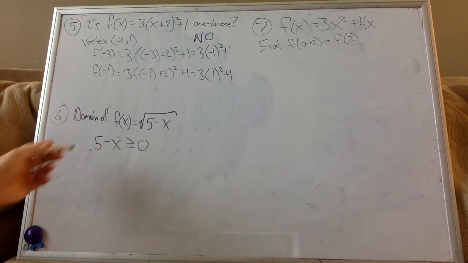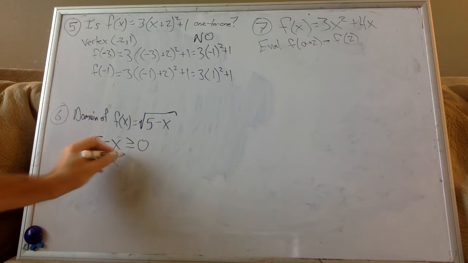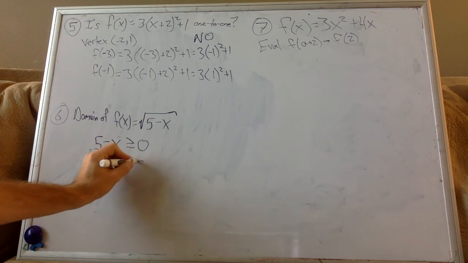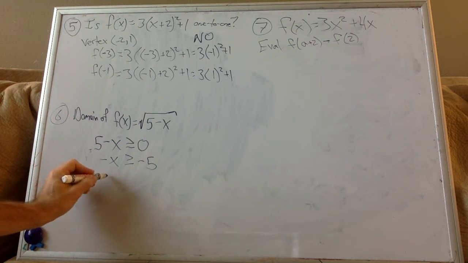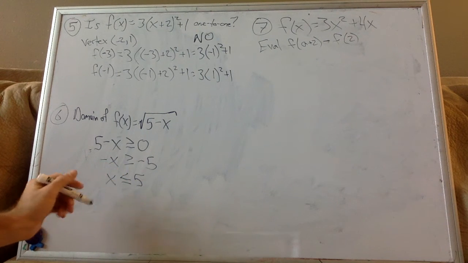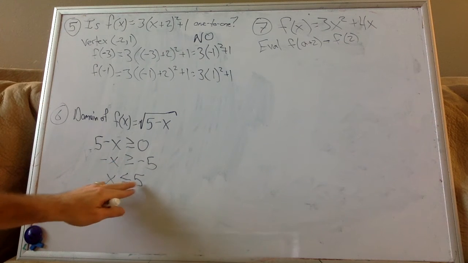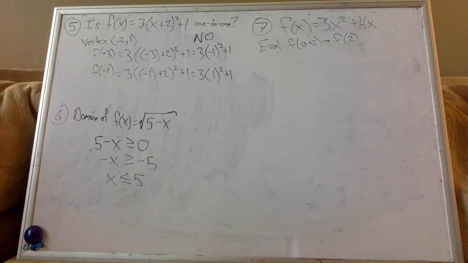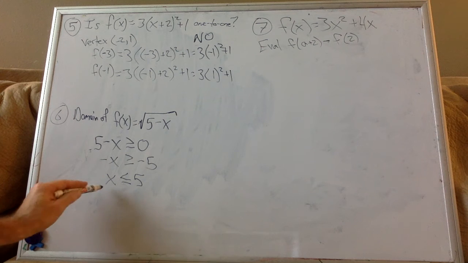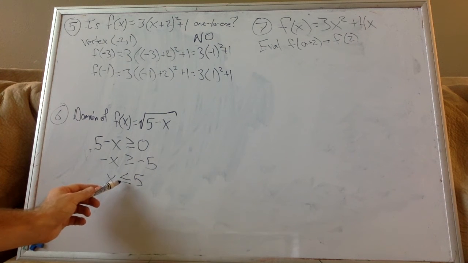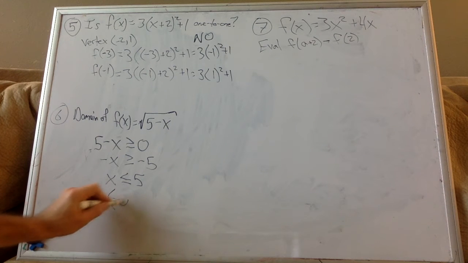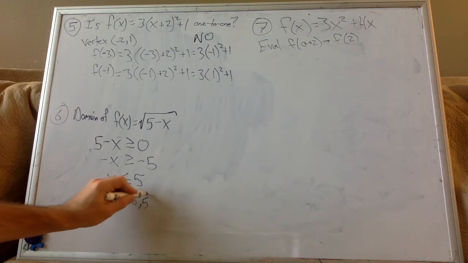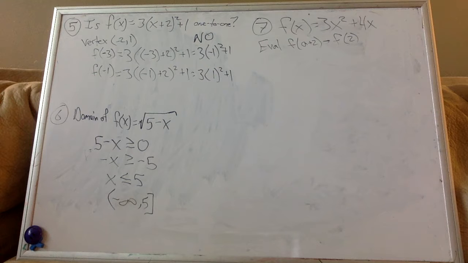And then I can just go through the process of solving this. I subtract 5 on both sides, and now when I divide by a negative 1, I'm flipping things over, so I have to flip my inequality. And so now I see that my domain is the x's that are less than or equal to 5. Another way I can write that is negative infinity to 5, including 5.